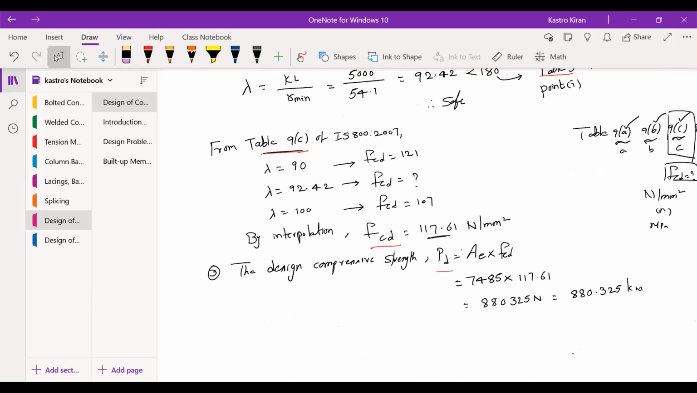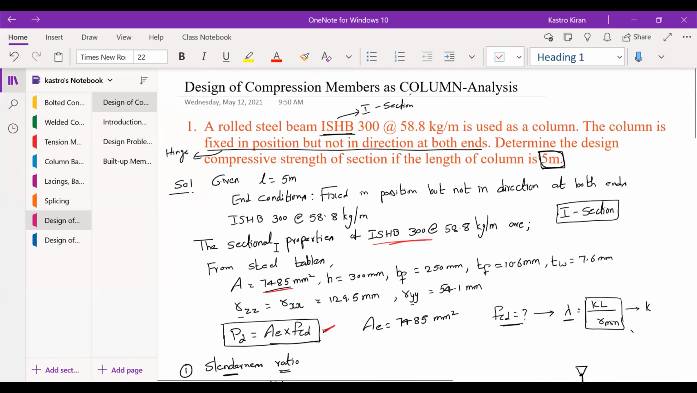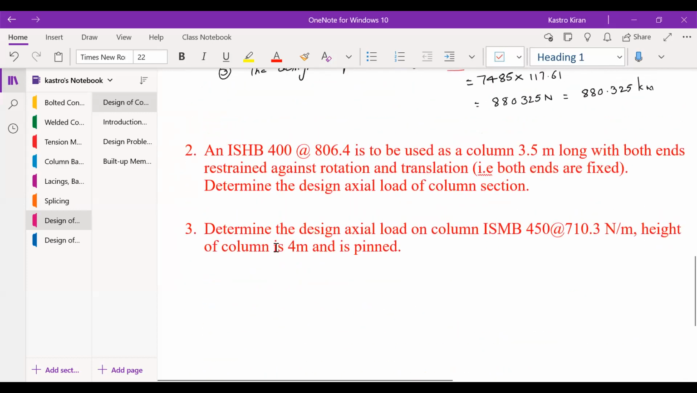I'll give 2 more problems. You can keep those problems as your assignment work, or you can solve them just to ensure whether you have got the process or not. The problems are 2 and 3, as you see on the screen. So solve these 2 problems for your understanding. In the next class, we'll be solving the design of compression members, which is specifically related to column sections. So these 3 problems, that is the solved example, which is this one, and the second and third problems, are for your assignment, based on the analysis type.